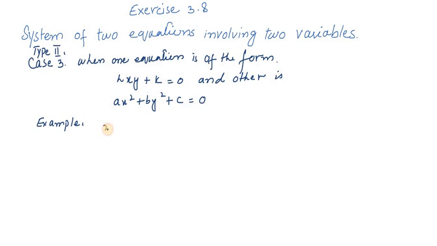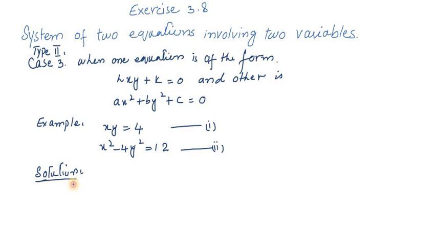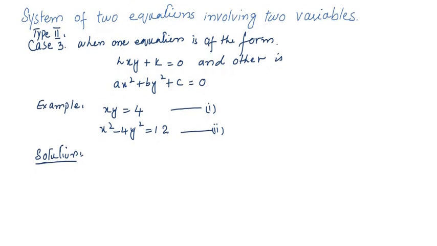In case 3, the first equation is of the form xy is equal to 4 and the other equation is in the form x square minus 4y square is equal to 12. We call these equation number 1 and equation number 2. Solution. Similarly, as we have done in the last questions, solve one equation for one variable and then substitute in the other equation.